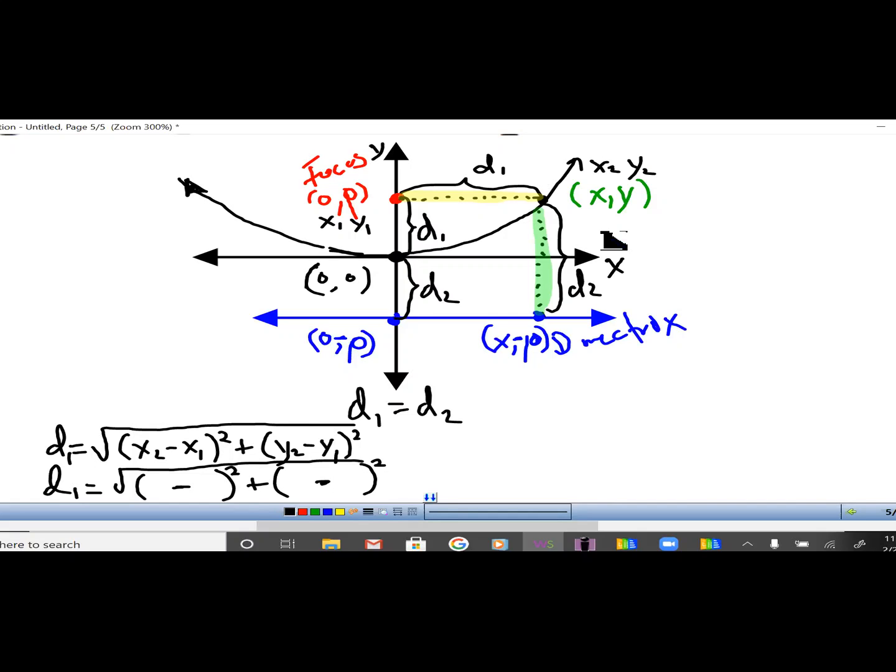So look up before you copy. Check this out. So according to my formula, this says x sub 2 minus x sub 1. So what is x sub 2 over here? Let's see. x sub 2 is x. So I'm gonna write x. Over here, what is x sub 1? x sub 1 is 0. Next, y sub 2. What is y sub 2 here? y. And what is y sub 1? y sub 1 is p. Copy that really quick, and then I'll continue from there.